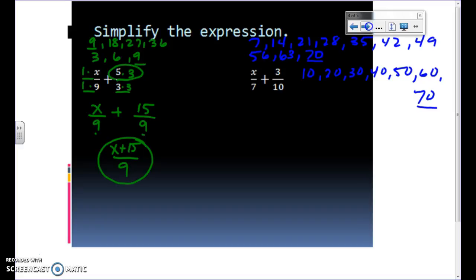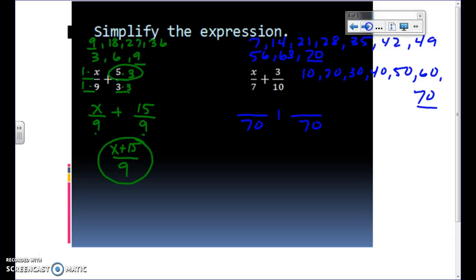Now that might be something that you can do with mental math. You don't have to make a list, but I'm just trying to find the least common multiple here. And so in this case, I noticed that the multiples of 7 and 10, the smallest one that they share in common, would be 70. So let's go ahead and use 70 as our common divisor.